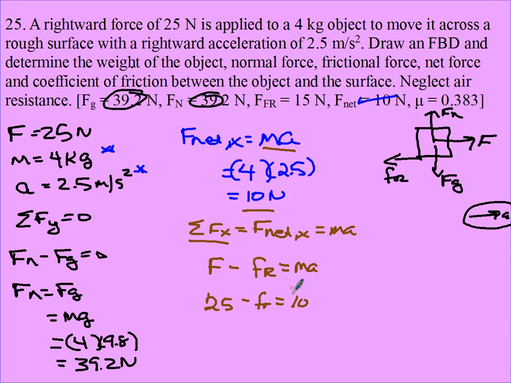So let me get friction by itself. I'm going to add friction to both sides. So 25 is equal to 10 plus friction. Subtract 10 from both sides. So friction is 25 minus 10, or 15 newtons.